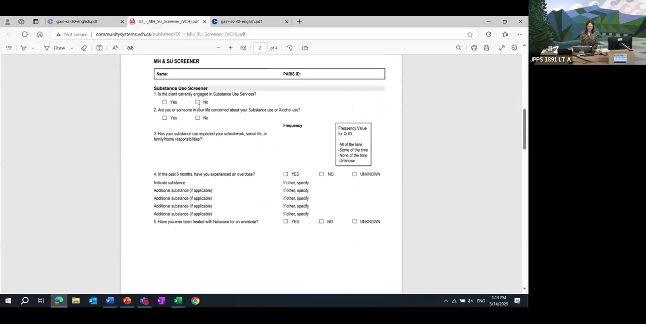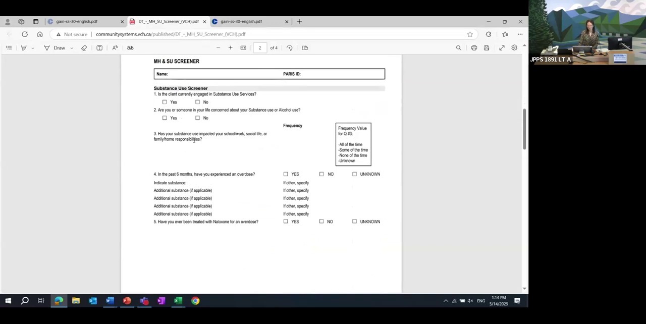With respect to the substance use side of the screener, it asks if the client's currently engaged in substance use services. If they are, then the following questions wouldn't be answered. If they answered no, then they would proceed to the second question: are you or someone in your life concerned about your substance use or alcohol use? And it would ask the same questions similar to the mental health side.